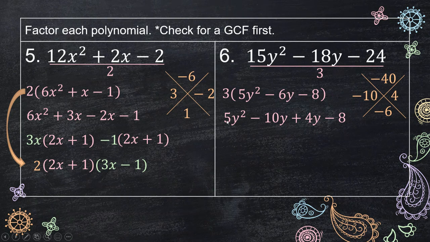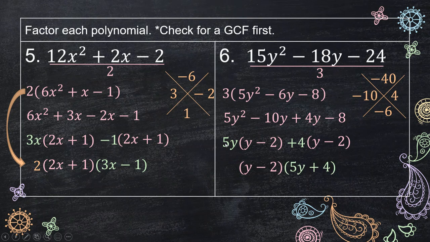What's the greatest common factor between 5y squared minus 10y? That would be 5y. So if I divide both of those by 5y, I would get y minus 2. And we focus on the last two. Their greatest common factor is 4. So factor out the 4, and we get y minus 2. Y minus 2 is that common binomial, and then the 5y plus 4, our GCFs, make up your second factor.